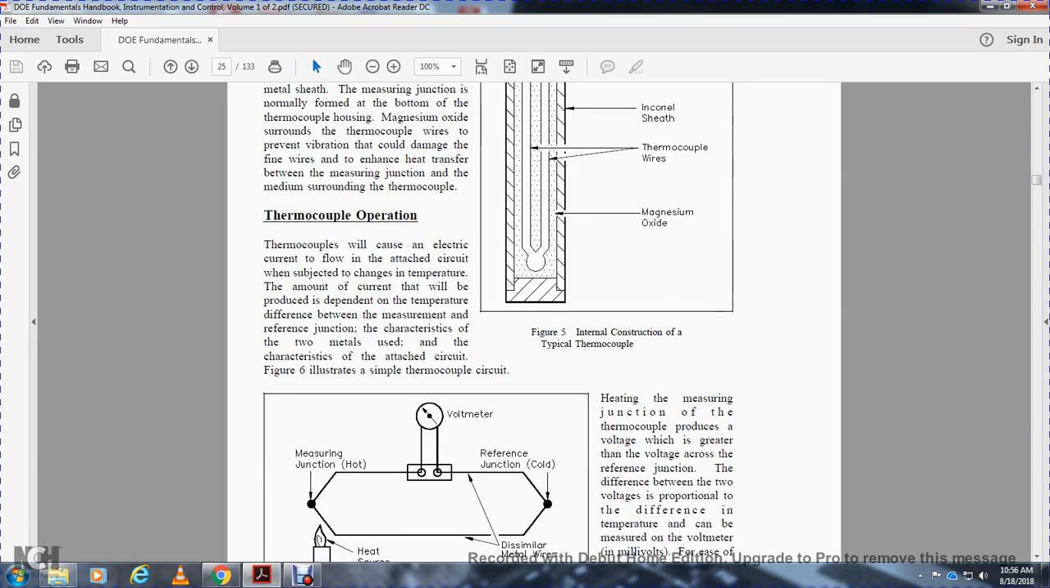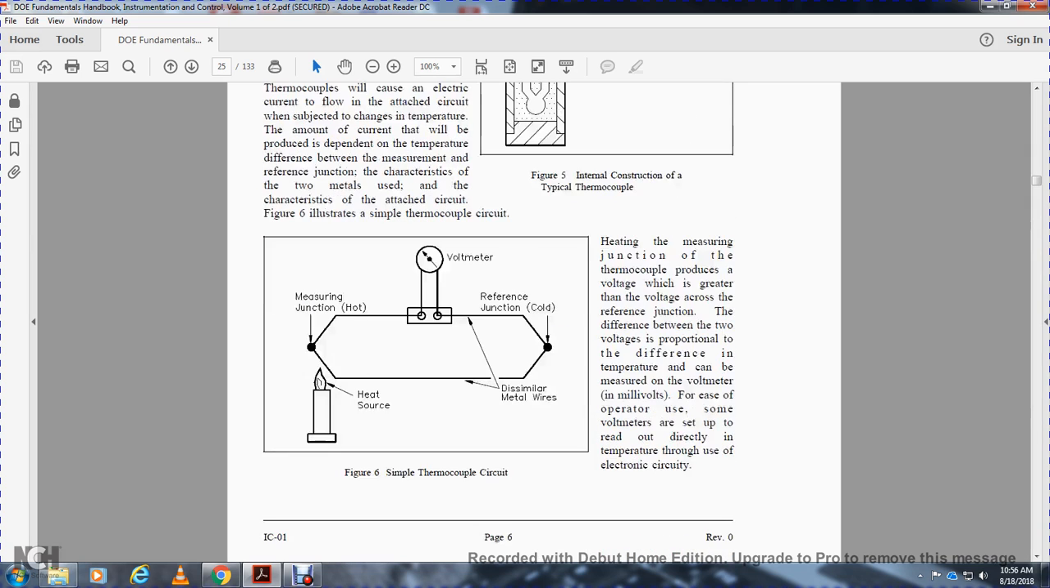Thermocouples will allow electrical current to flow in the attached circuit. With changes in temperature, the amount of current will then vary with the temperature difference between the measuring and reference junctions, and the characteristics of the two metals used in the circuit. Figure 6 illustrates a simple thermocouple circuit.